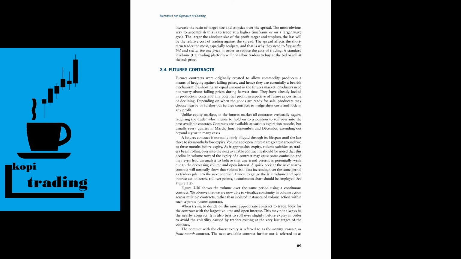As it approaches expiry, volume subsides as traders begin rolling over into the next available contract. It should be noted that this decline in volume toward the expiry of a contract may cause some confusion and may even lead an analyst to believe that any trend present is potentially weak. Due to the decreasing volume and open interest, a quick peek at the next nearby contract will normally show that volume is in fact increasing over the same period as traders pile into the next contract. Hence, to gauge the true volume and open interest action across rollover points, a continuous chart should be employed. See figure 3.29. Figure 3.30 shows the volume over the same period using a continuous contract.